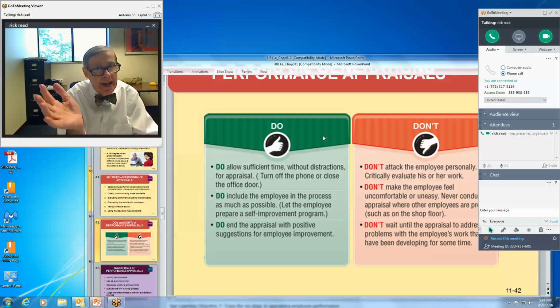No personal attacks. It's only work related. And don't put the employee on the hot seat. And what I want to say here, and this is very important, is that no employee should ever be surprised when it comes to his or her annual performance evaluation. There should have been some counseling, some coaching, some letters saying performance has to improve, and some verbal warnings along the way.